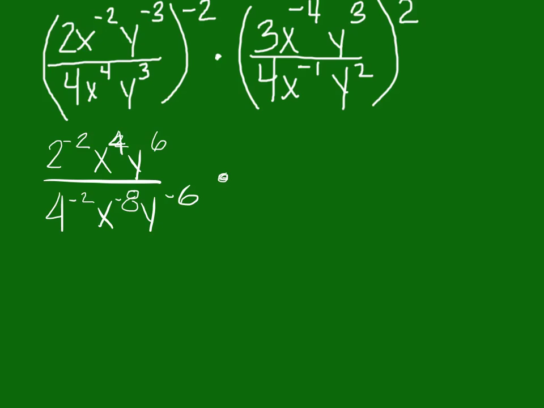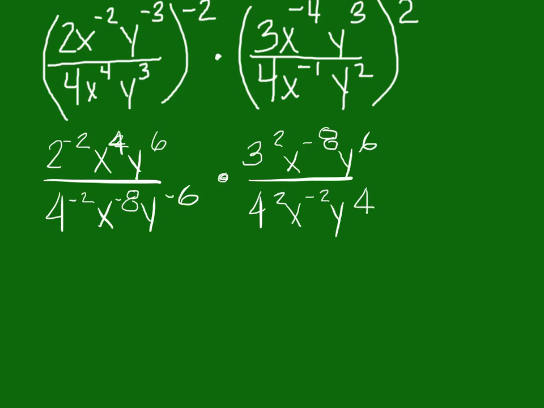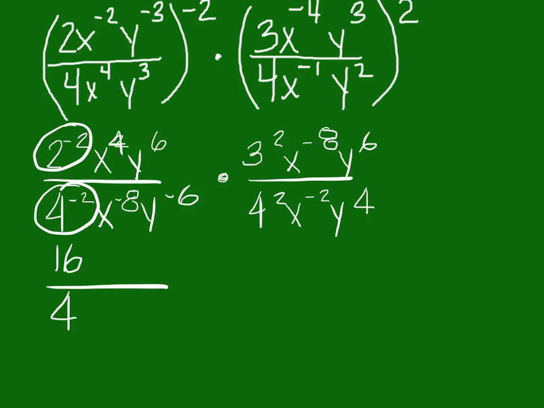So you should have 3 to the 2nd, x to the -8th, y to the 6th, over top of 4 to the 2nd, x to the -2nd, and then y to the 4th. Now once you get to that spot, you have to simplify your negative exponents by moving them to the opposite side. So here we have 2 to the -2 power. That's the same as a 4 on the bottom. And then you have 4 to the -2. That's the same as a 16 on the top.